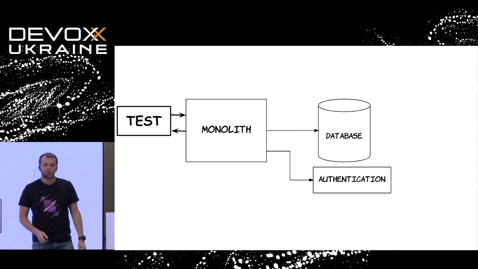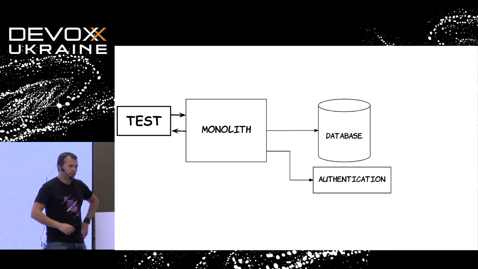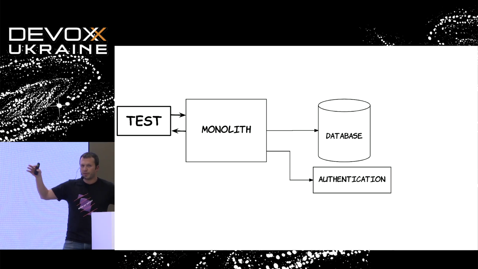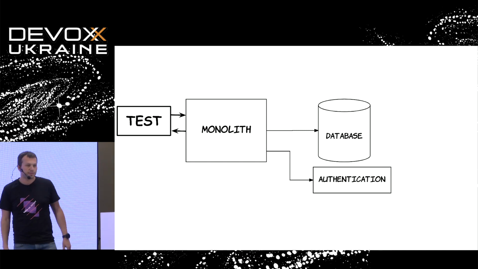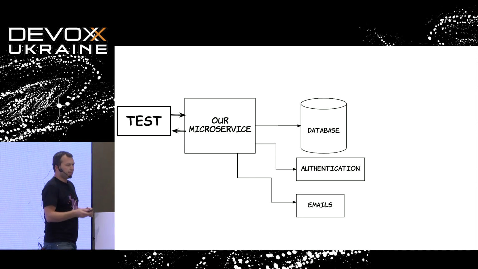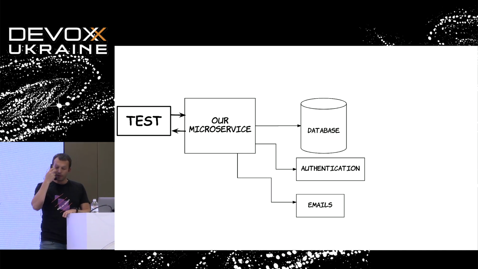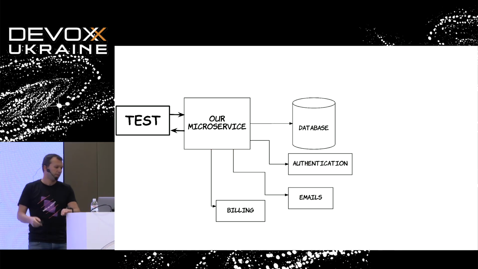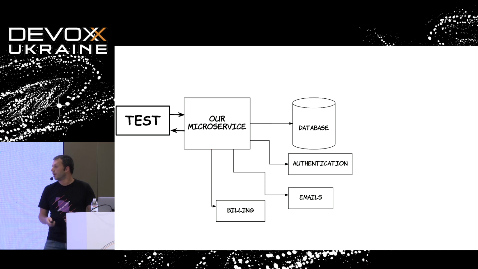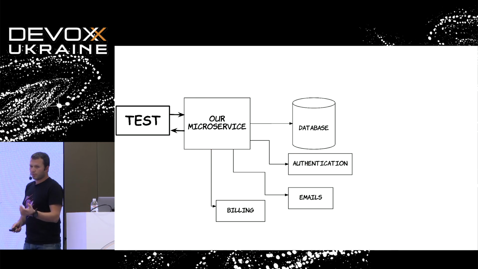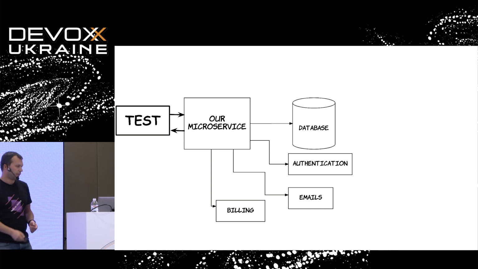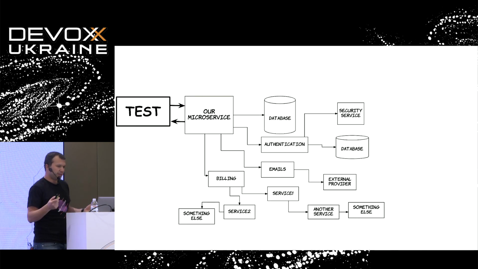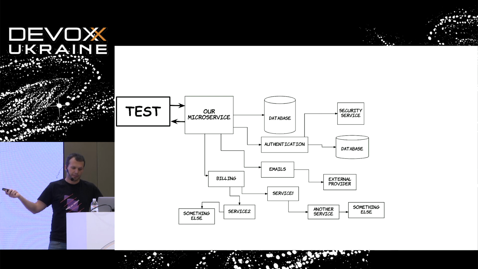So we thought maybe authentication is not part of the core domain, so let's extract it to a different microservice. And then we said, okay, maybe emails is also something else, so we'll extract it to a different microservice, maybe billing, etc. So you see where it's going, and if it's not enough that we have a lot of dependencies, each and every one of these dependencies has its own dependencies.